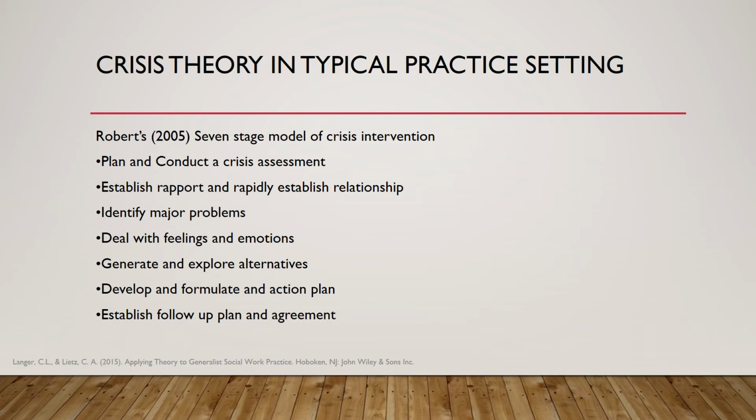Roberts's seven-stage model of crisis intervention is used to create a general understanding and apply the unique experiences of the client into the conceptual framework. After conducting the assessment and establishing a relationship with the client, social workers can identify major problems and explore the client's feelings and emotions. And once this is done, the social worker and client can generate and explore alternatives and then formulate an action plan and establish a follow-up method.